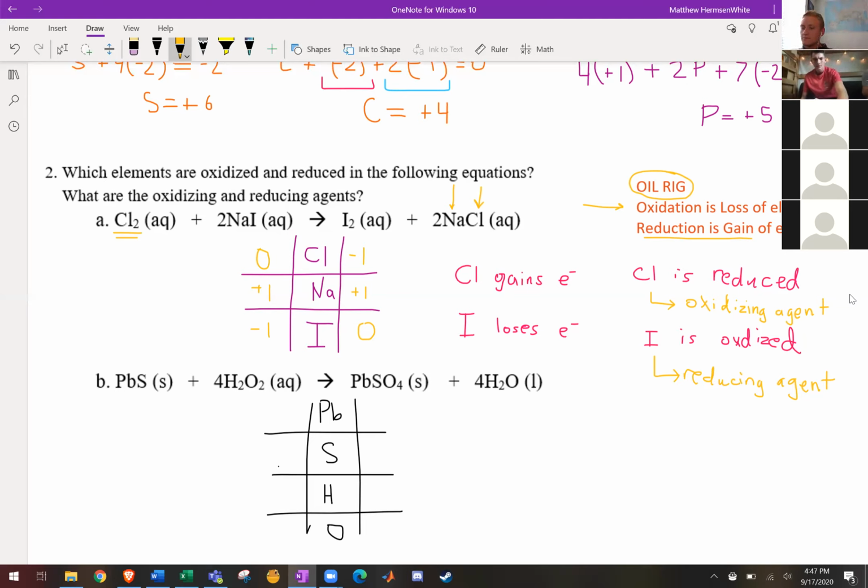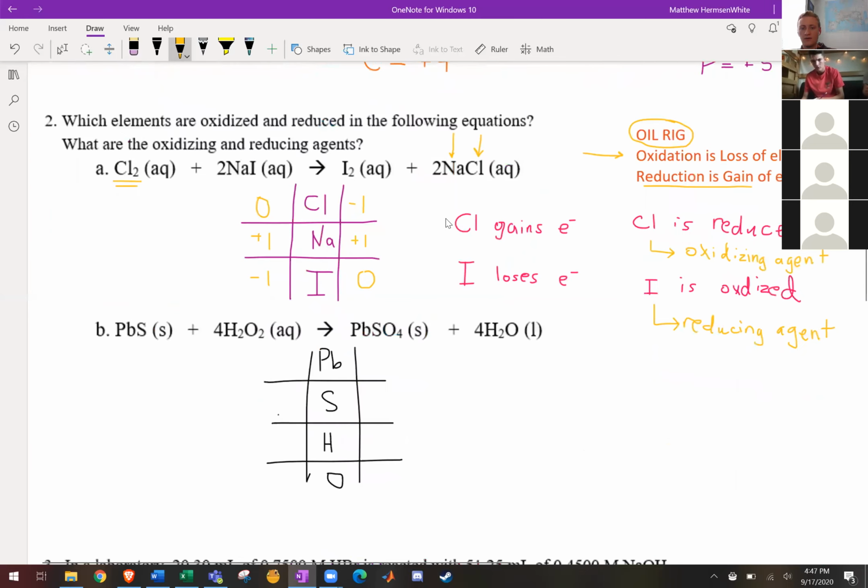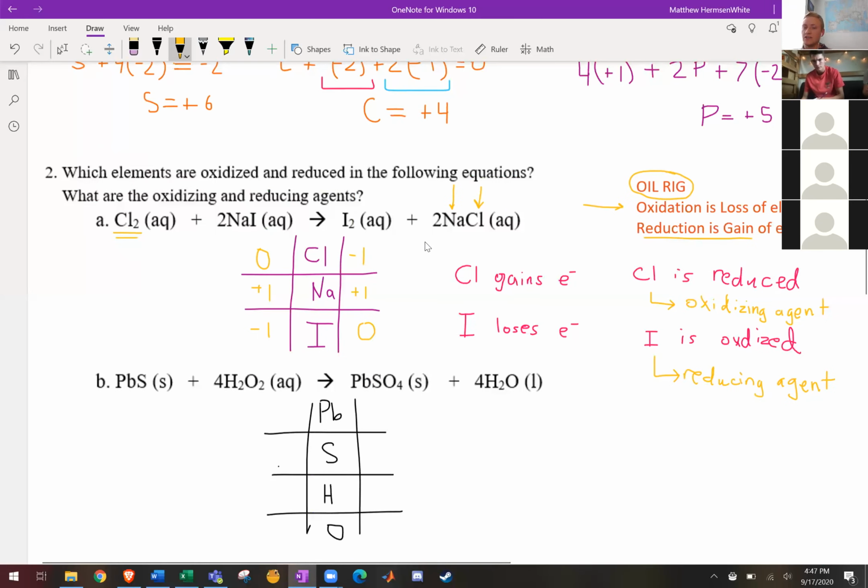What do we do with SO4 since it's only on the right? So you are just gonna have to break it up like we did up in these ones. And then just break it down into each individual element. Did that help, Ben?